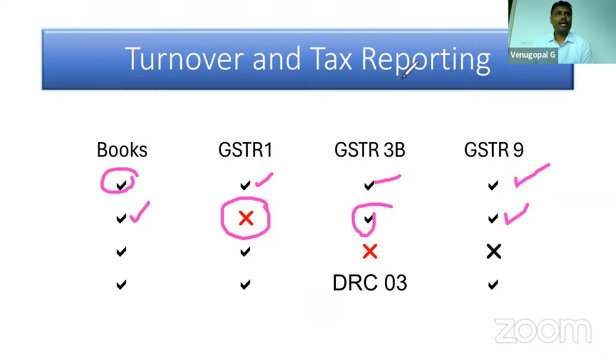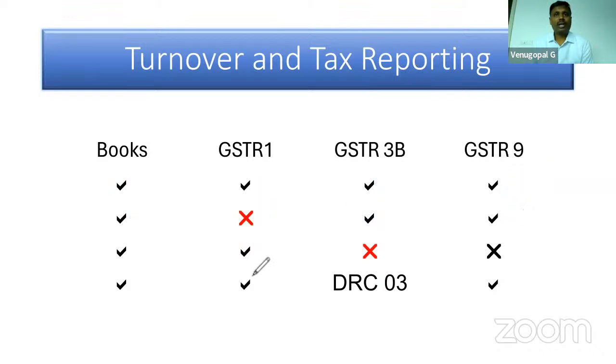Now, on the contrary to this, you have a turnover in your books of accounts. You have turnover in your GSTR-1 also. You reported R1 correctly, but you did not discharge the taxes in 3B. Since in 3B you have not paid the taxes, you will not report your turnover and the tax liability in GSTR-9 because you have not paid the taxes.